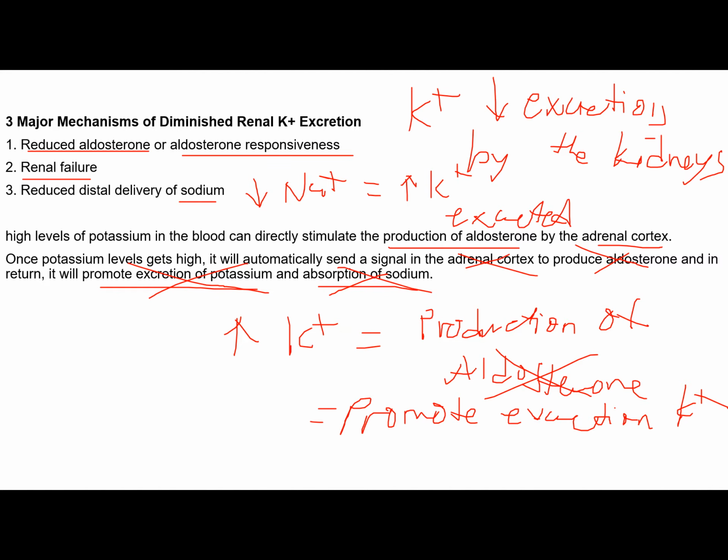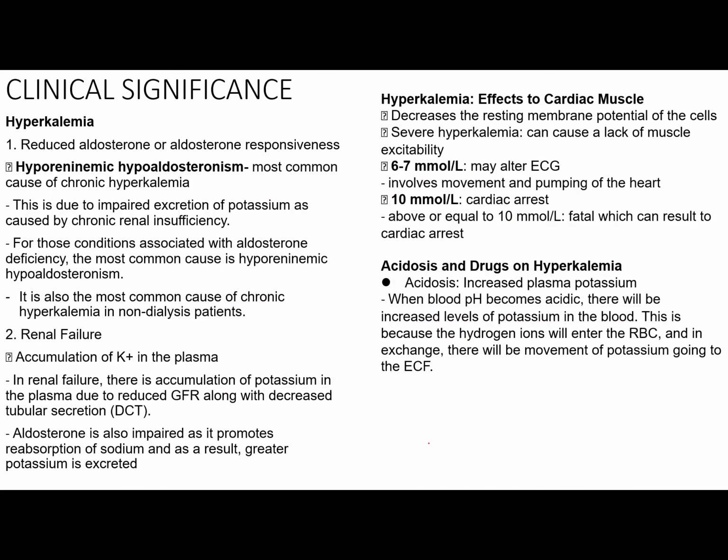If your adrenal cortex has a problem, aldosterone cannot be produced or it could be defective, leading to the absence of the excretion of potassium. Now let's talk about the clinical significance of potassium. So we have hyperkalemia. Hyperkalemia, class, would be caused by reduced aldosterone or aldosterone responsiveness.